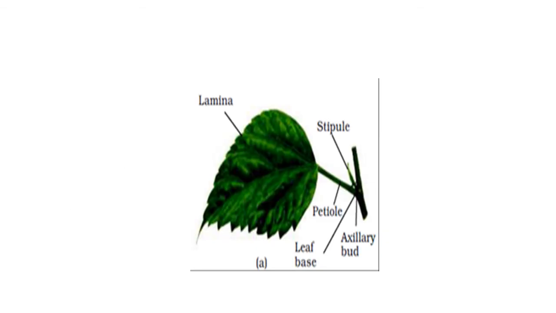In this figure, we can study the structure of a typical leaf. As we know, a typical leaf possesses mainly three parts or regions, that is lamina, the green part which possesses chloroplast and is responsible for photosynthesis. The basal region is the leaf base, and in between the leaf base and lamina region, the petiole is there, a stalk-like connecting structure between lamina and leaf base.